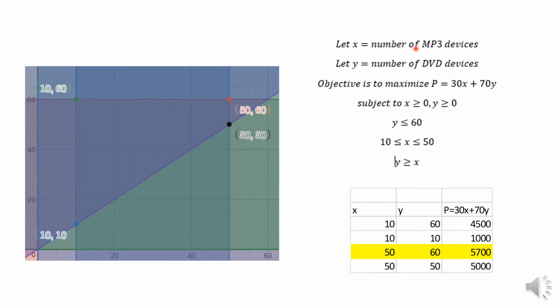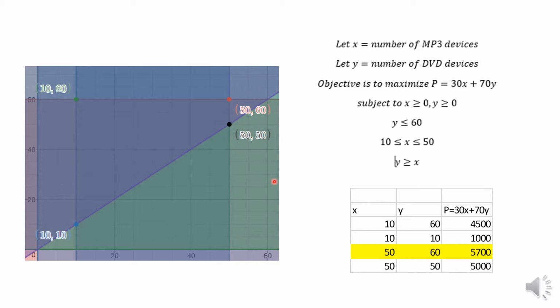If you let X be the number of MP3 devices and Y be the number of DVD devices, your objective is to maximize the profit P equals 30X plus 70Y subject to: we cannot make negative values of these devices. Y has to be less than or equal to 0, X has to be between 10 and 50, and Y must be bigger than or equal to X. So we graph all of those and we find the feasible region is the one I'm outlining now. It goes from that point up to here, over to that point, down to this point, and then down along this line to that point.